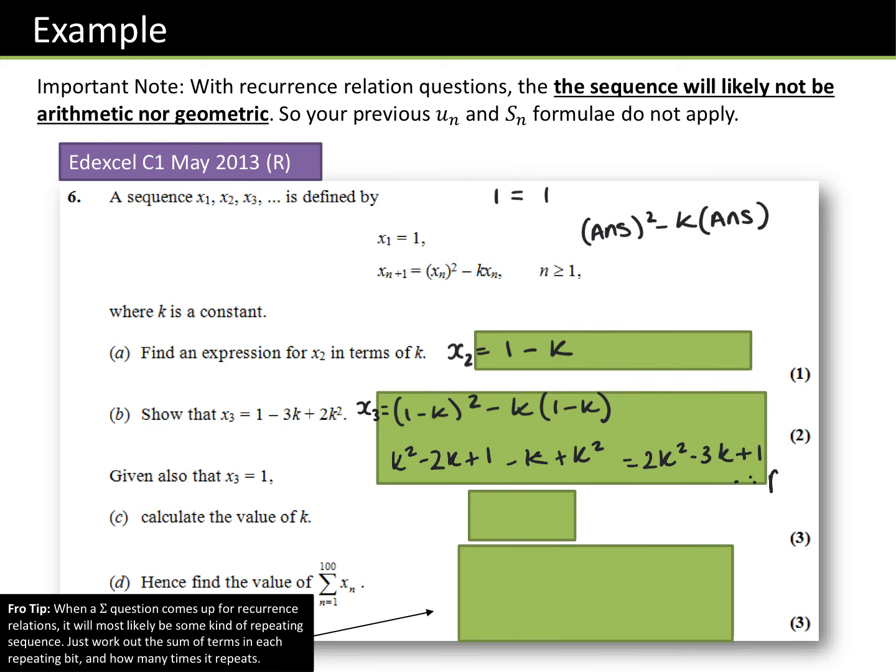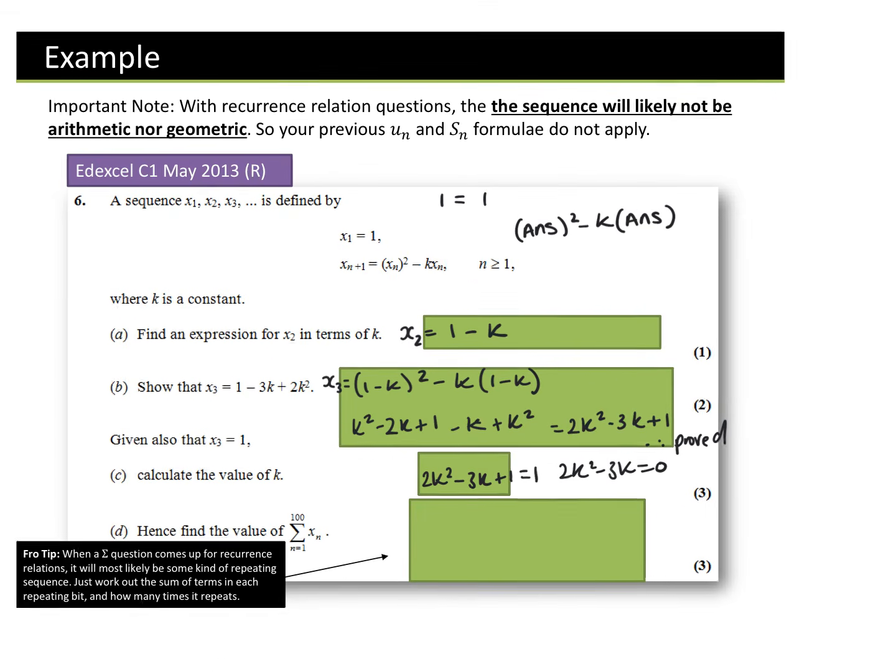Therefore, proved. So it's given that the third term, x3, is 1. Calculate the value of k. So we know that 2k squared minus 3k plus 1 equals 1. So that's the same as 2k squared minus 3k equals 0. I can factorise out a k. So we're going to get k(2k minus 3) equals 0.